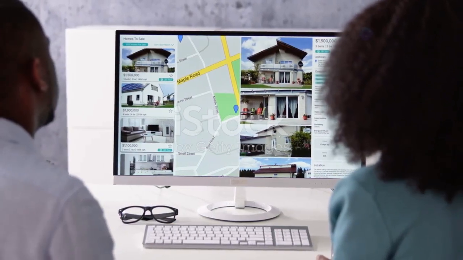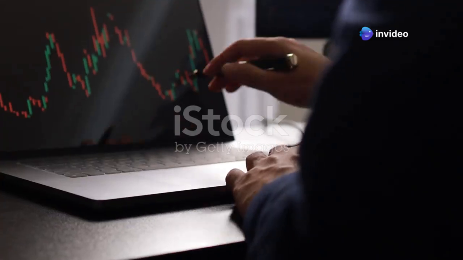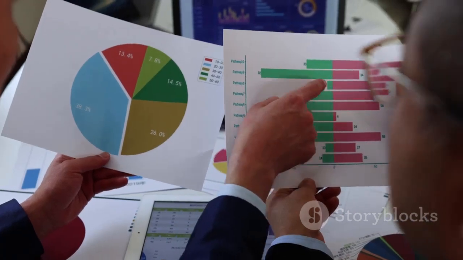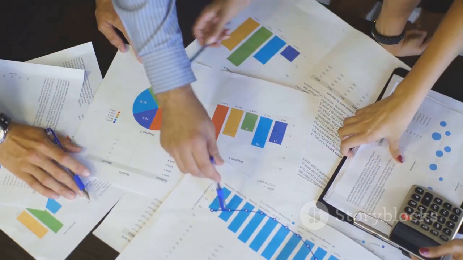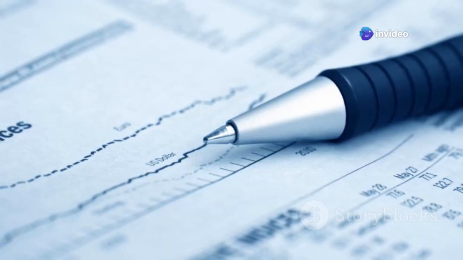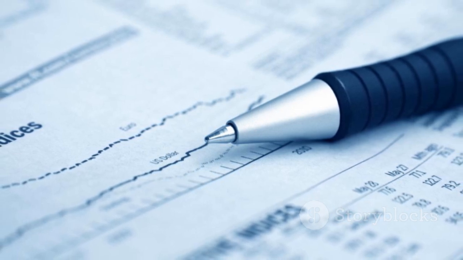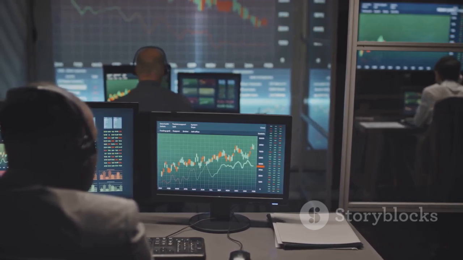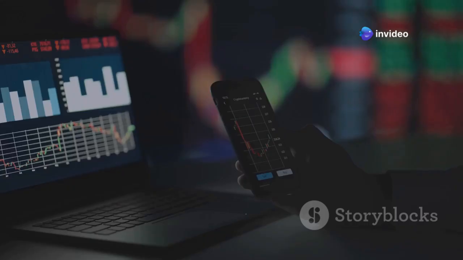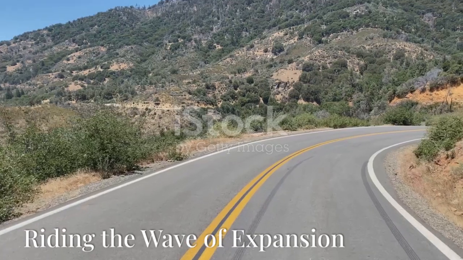Imagine you're buying a house. You wouldn't just pay the asking price without comparing it to similar houses in the area, right? The same goes for stocks. Valuation metrics help us determine if a stock is overpriced, undervalued, or just right. Metrics like the price-to-earnings (PE) ratio, price-to-book (PB) ratio, and price-to-sales (PS) ratio provide insights into how much we're paying for each dollar of earnings, assets, or sales, respectively. By comparing these ratios to industry averages and historical trends, we can get a better sense of whether a stock is a good deal or not. Remember, just like buying a house, we want to make sure we're getting the best value for our money.